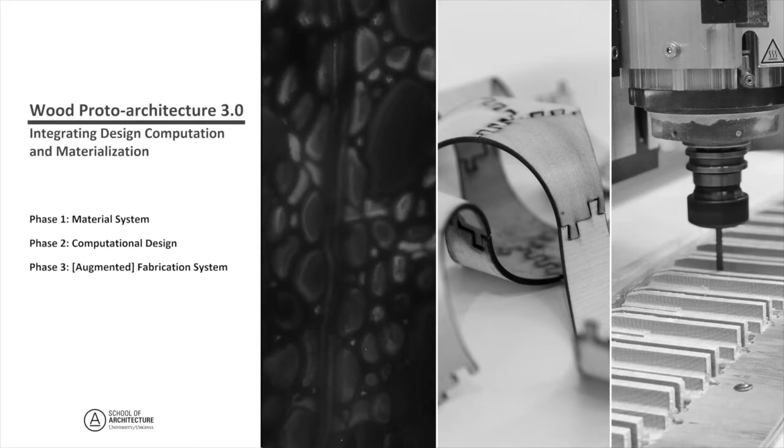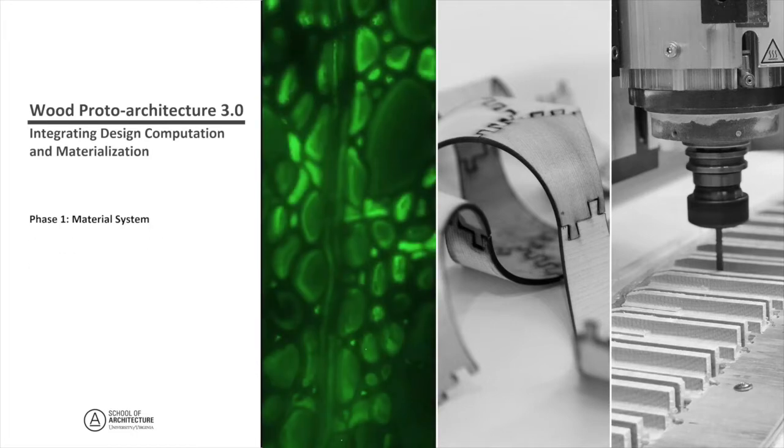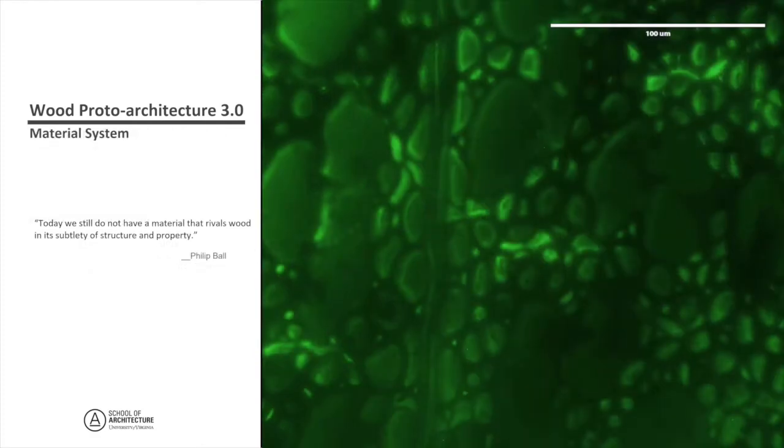The study has three main phases. Phase 1, material system development. The proposed material system is wood with high performance and adaptation. Phase 2, computational design investigation. Phase 3, fabrication system development, which will investigate meso-scale timber structures through a series of small prototypes.